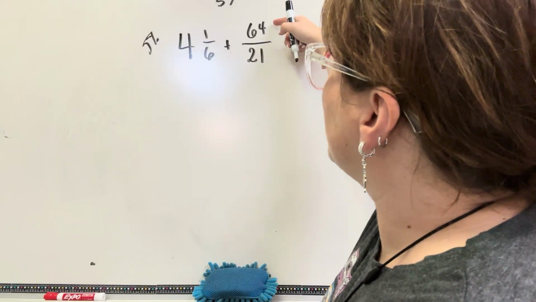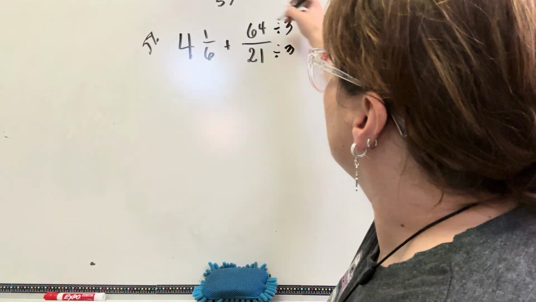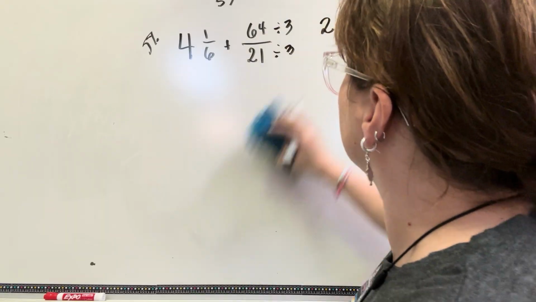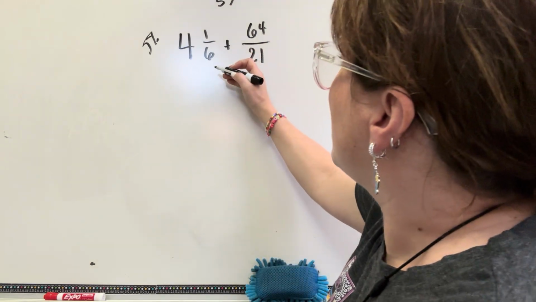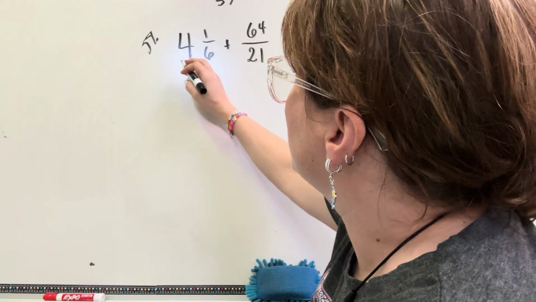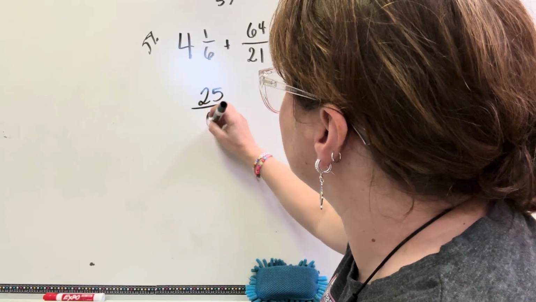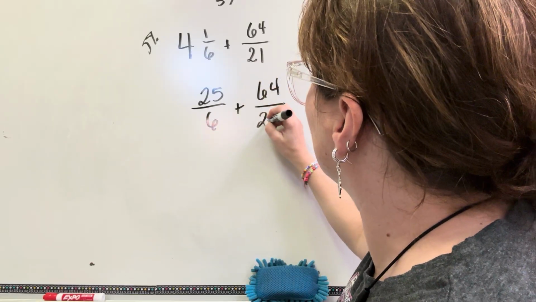So I'm going to try and simplify that. I believe 3 goes into both of these. 3 divided by 6 is 2. Oh, nope, 3 doesn't. Just kidding. I'm going to leave it. 6 times 4 is 24, plus 1 is 25. So that's 25 over 6 plus 64 over 27.